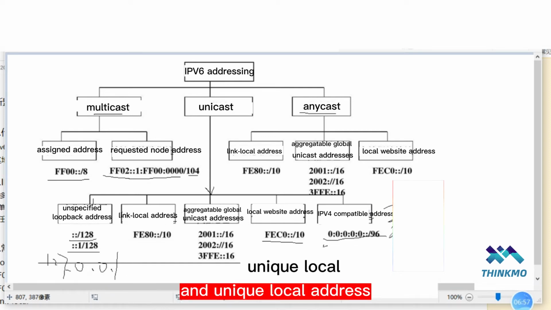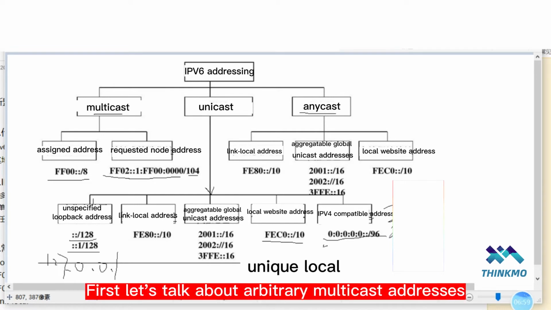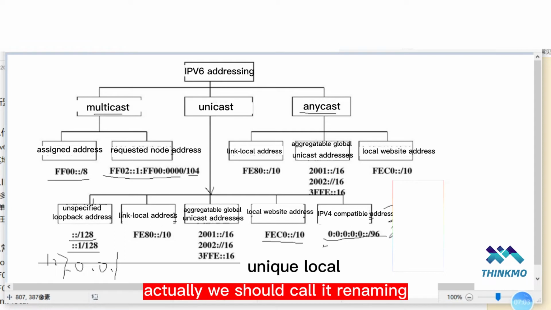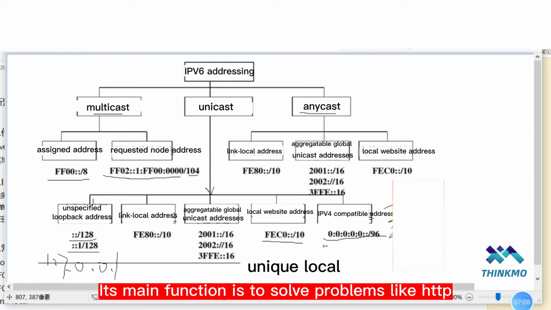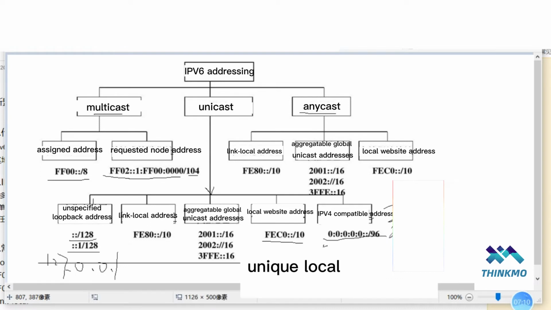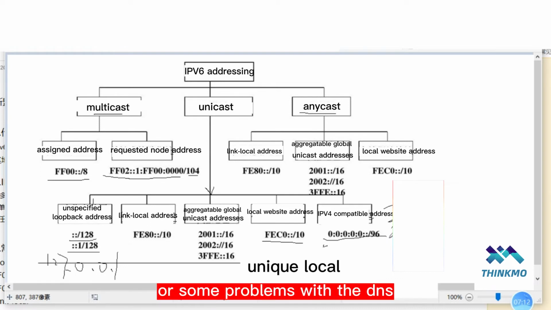And unique local address. First, let's talk about anycast addresses. Actually, we should call it renaming. Its main function is to solve problems like HTTP or some problems with the DNS.